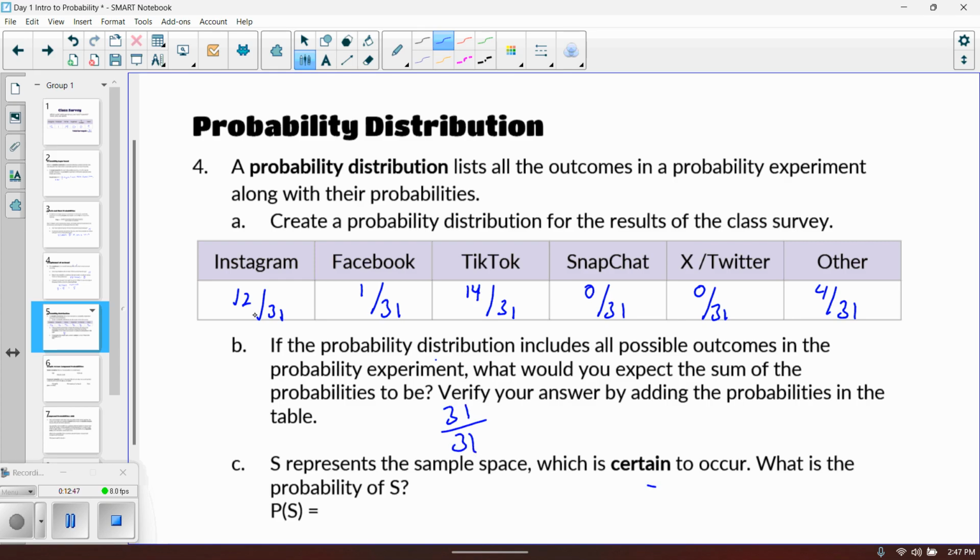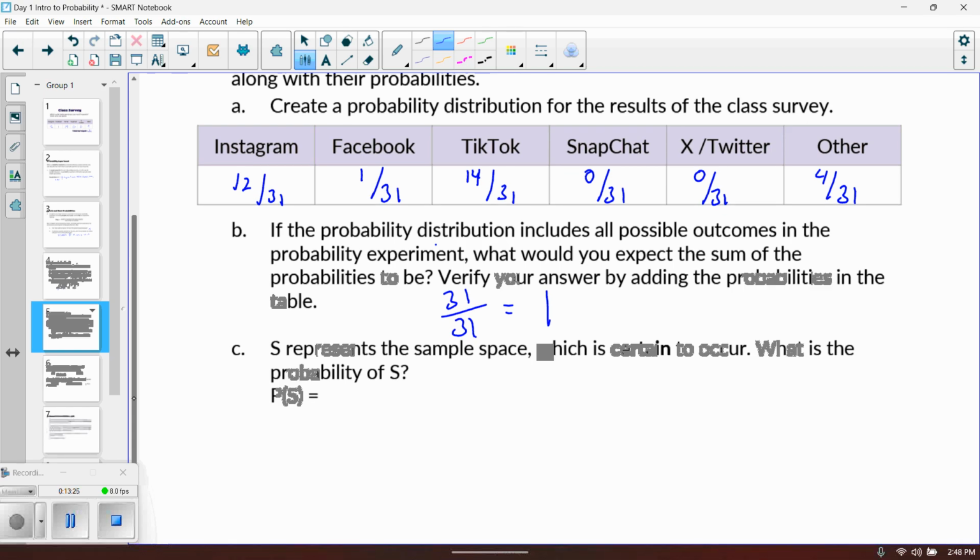And that is true, because if you take 12 plus 1, that's 13, plus the 14 from TikTok, that's 27. Nothing in Snapchat or Twitter, so we're still at 27, but then plus 4 more out of the other categories, so you are at 31 out of 31. And of course, 31 over 31 simplifies to 1, which as a percentage is 100%. So that should make sense. We've added them all up. We've got 100% of the possible results because we had a survey, and you have to basically consider that if you add everything up, you should get 100% of your results.